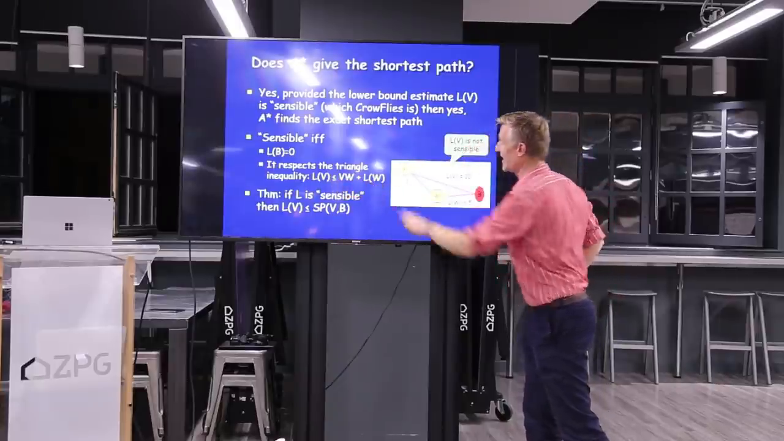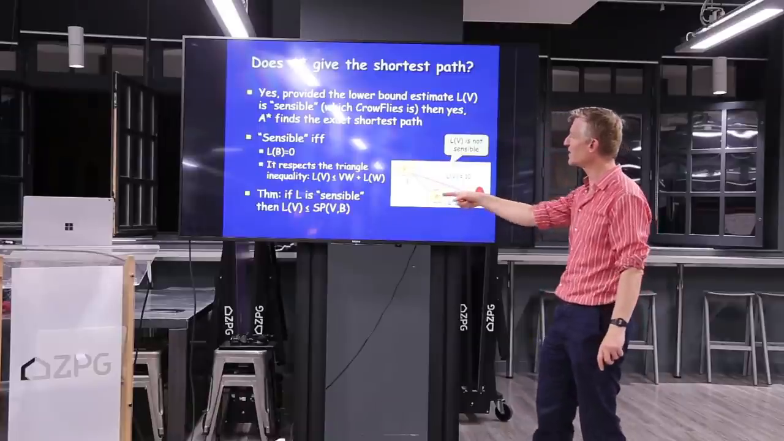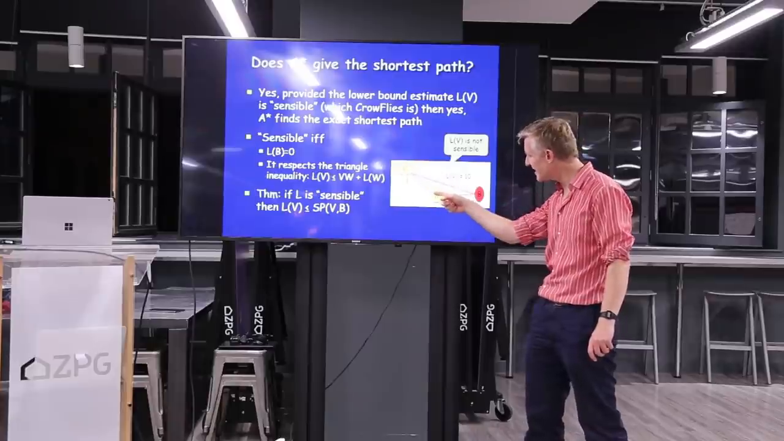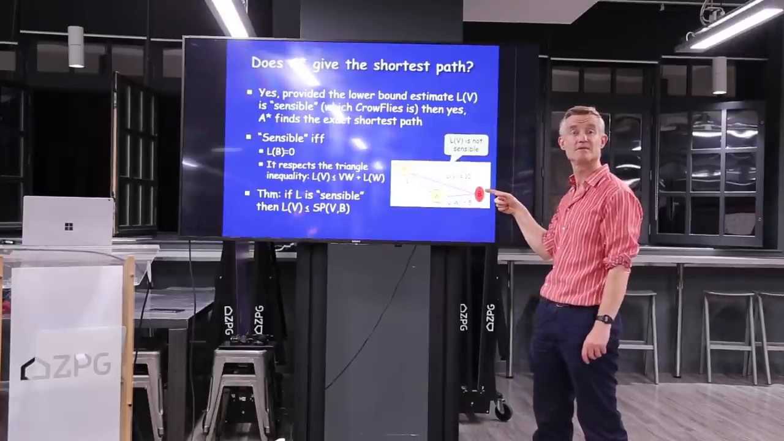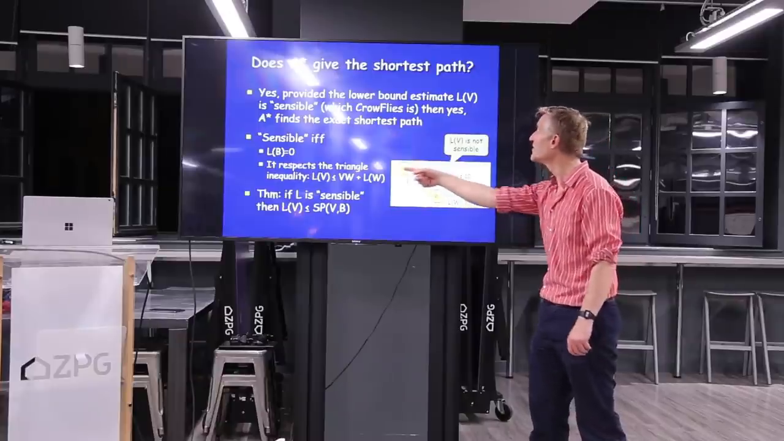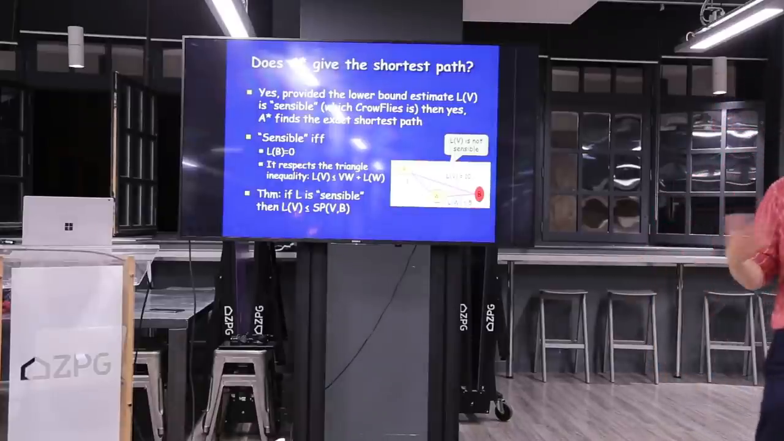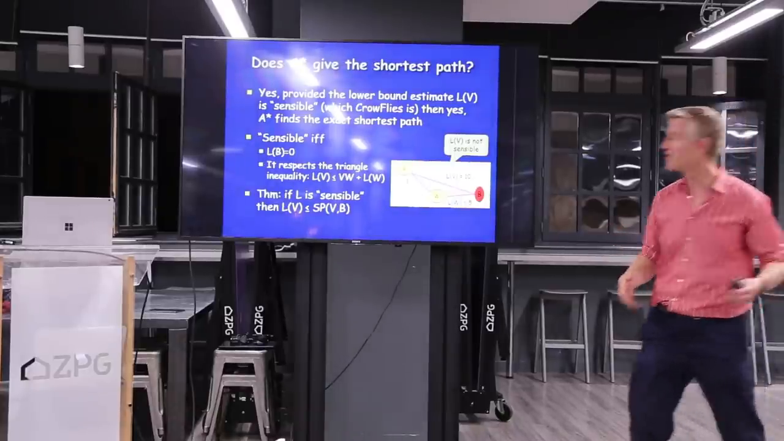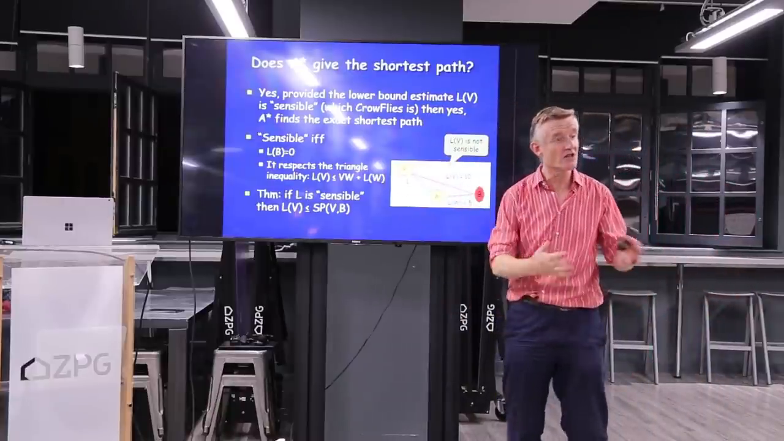I'd better be smaller than, for every other node W, if I've got L of W, and V is directly connected to W, if I add on this bit and then estimate this, it should be greater than or equal to this, sorry. The direct path should be shorter. That's called the triangle inequality. And you can see that a good lower bound estimate should respect that, just common sense. And this is a good way of formalizing common sense. The crow flies distance certainly has that property.